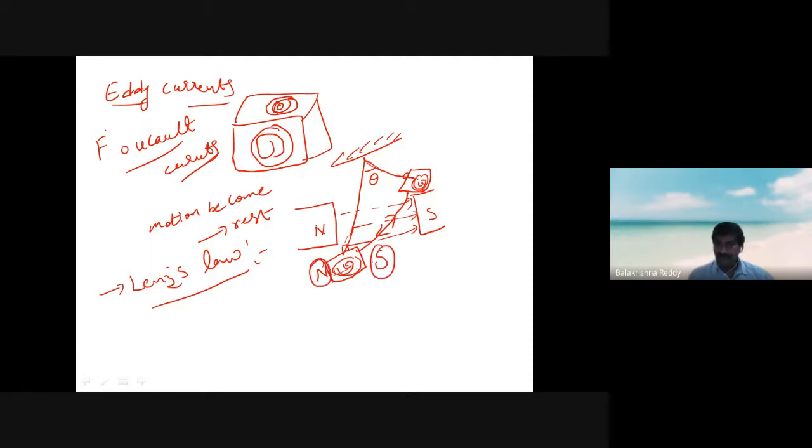Due to that, the south pole opposes the motion of the south pole, and the north pole opposes the motion of the north pole. Therefore, we understood that some currents are developed inside. Those currents we call eddy currents. This we can understand by the electromagnetic induction process. Since the motion of the metal piece, or simple pendulum, in this magnetic field is decreasing, that phenomenon we call electromagnetic damping. What is that?